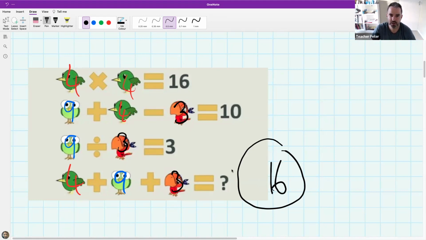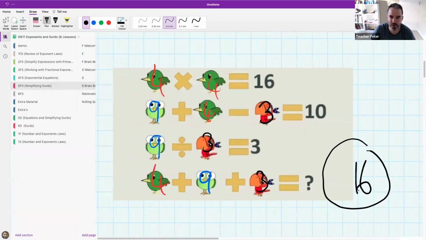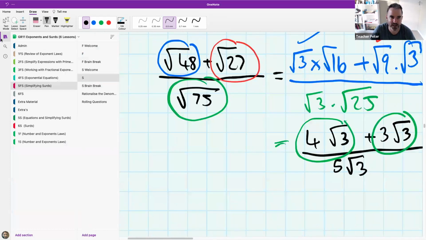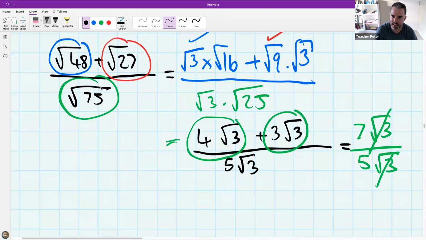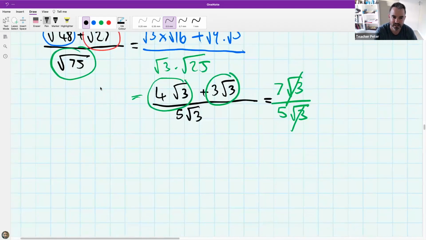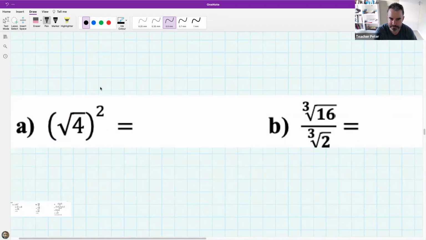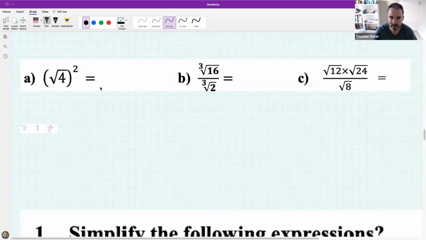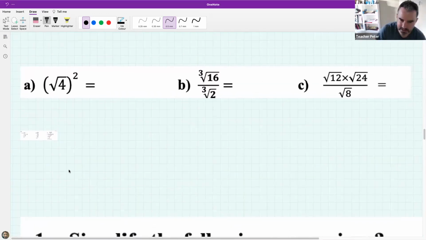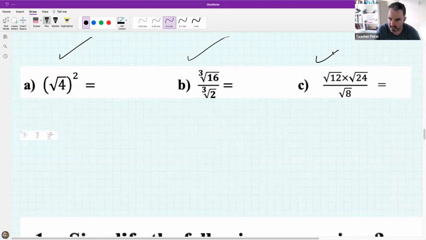Okay. Are you guys ready for another shorter session now? Does your brain feel a bit happier now that we've taken care of it? Tell me how you're feeling. All right. Let's do these 3. I want you to do A, B, and C using the laws of surds that we've seen so far. And just pop your answer in the chat when you're done.